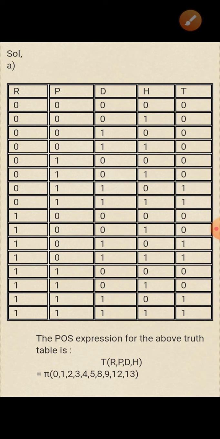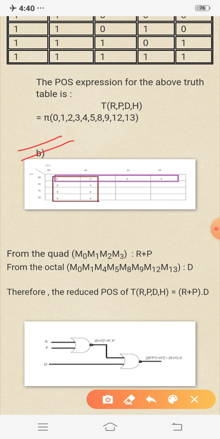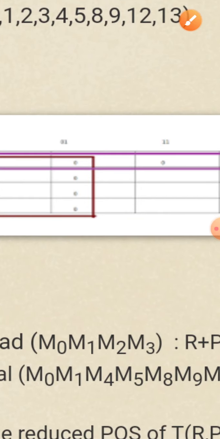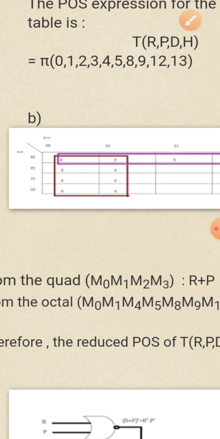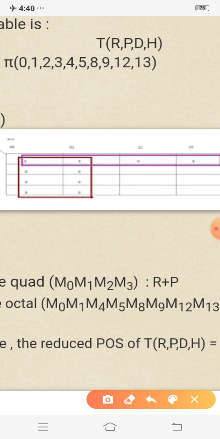This is the solution here. And after getting this solution, you can look at here B part, minimize it using K-map. So minimize it using K-map. I don't think this picture is clear, but still you can get the idea from this picture. This is the actual picture, and here zeros are written because it's the question of POS. So here zeros are written in the blocks.